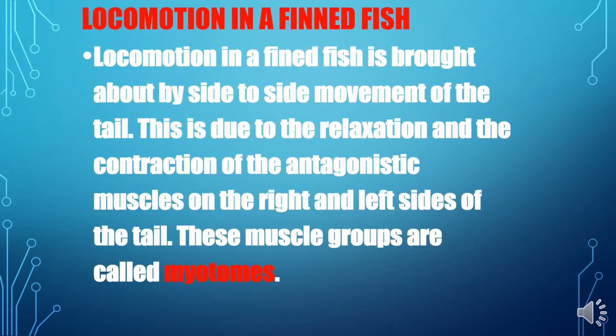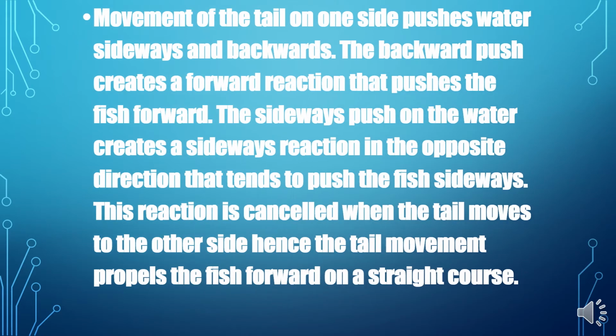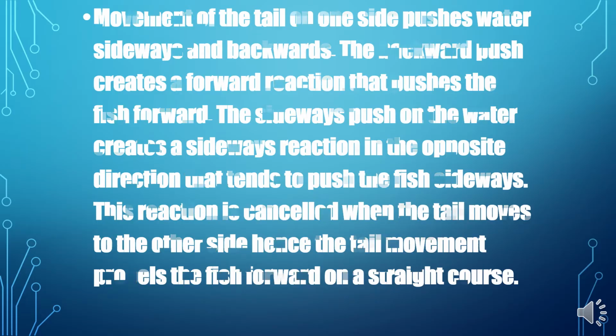This is due to the relaxation and the contraction of the antagonistic muscles on the right and left side of the tail. These muscle groups are called myotomes. Movement of the tail on one side pushes water sideways and backwards. The backward push creates a forward reaction that pushes the fish forward. The sideway push on the water creates a sideway reaction in the opposite direction that tends to push the fish sideways. This reaction is cancelled when the tail moves to the other side, hence the tail movement propels the fish forward on a straight course.